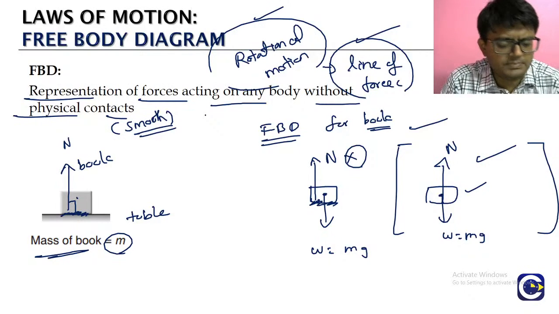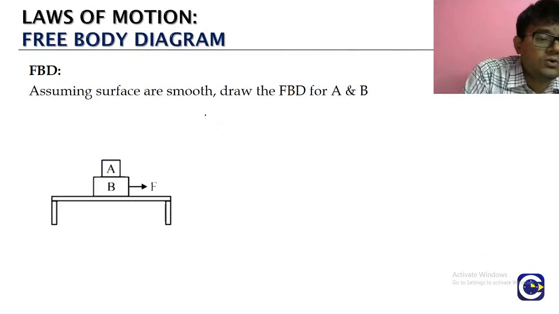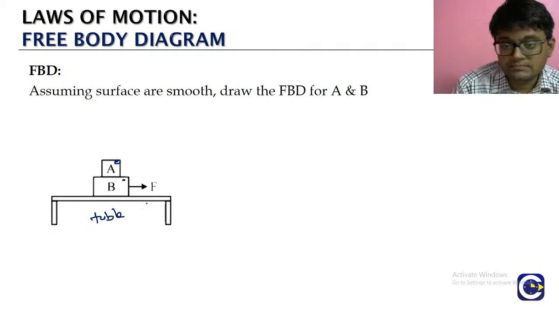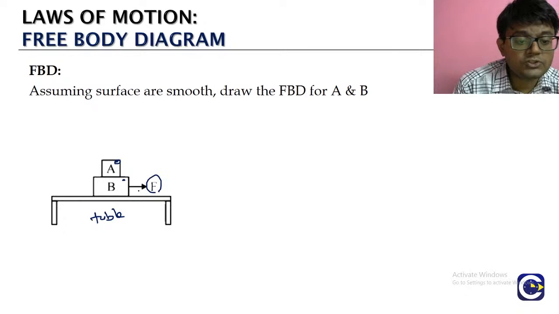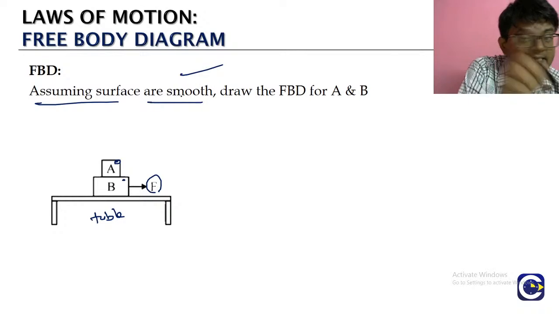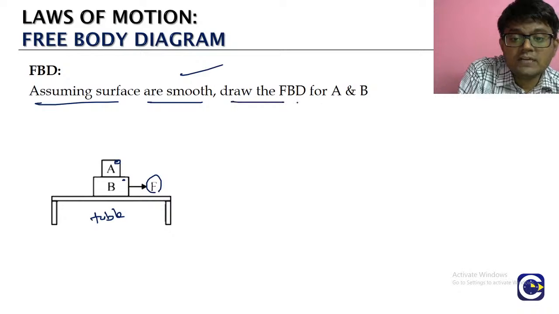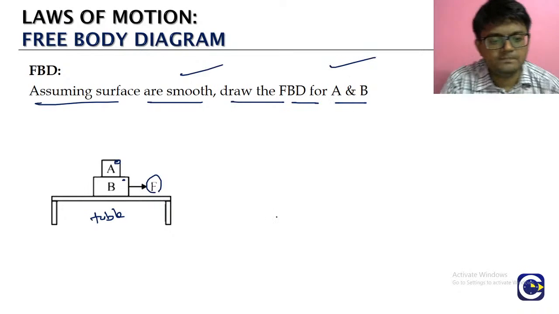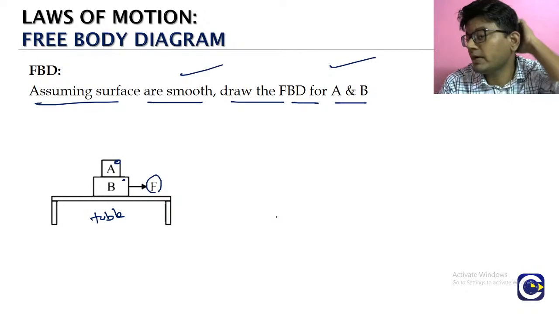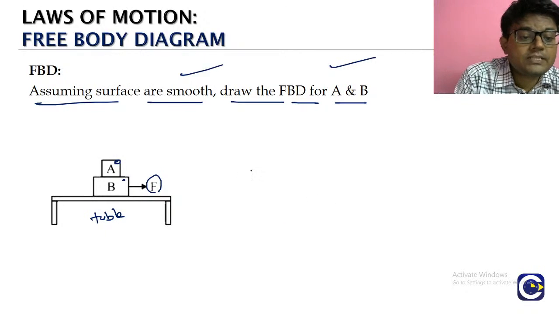We'll see some more examples. So let us look here now. There is a block A which is kept on block B, and block B is finally resting on the table. We are applying a force on block B. What is the task? Assuming the surfaces are smooth, like I said, they'll give the conditions, draw the free body diagram for A and B. We have to draw the free body diagram for A, and also for B.